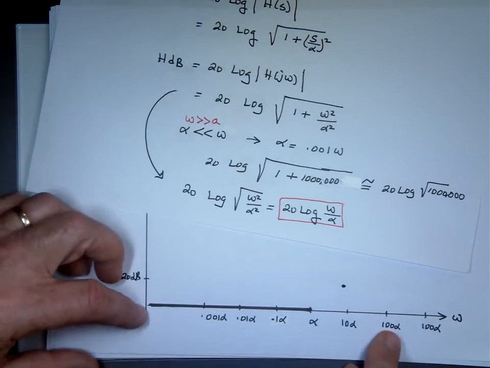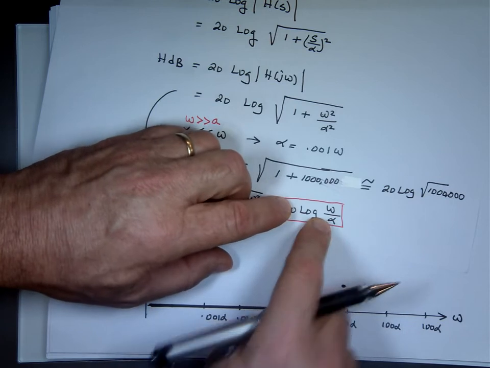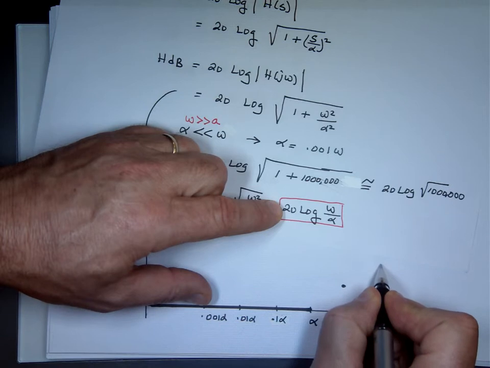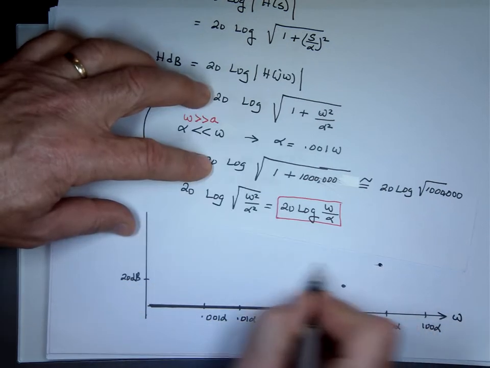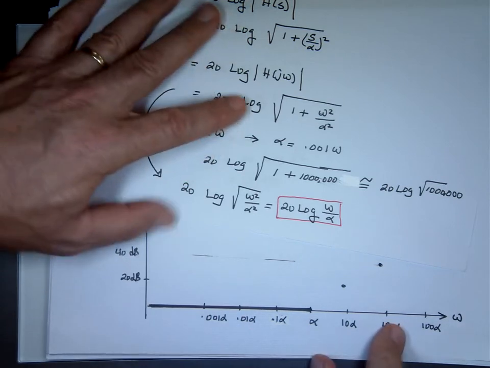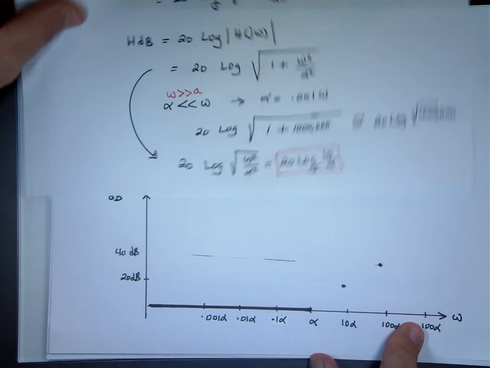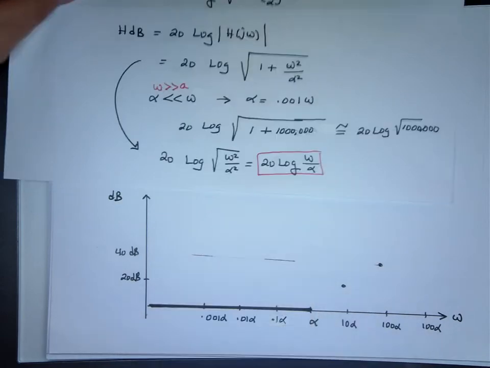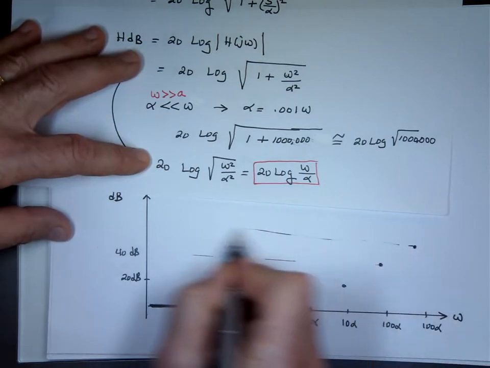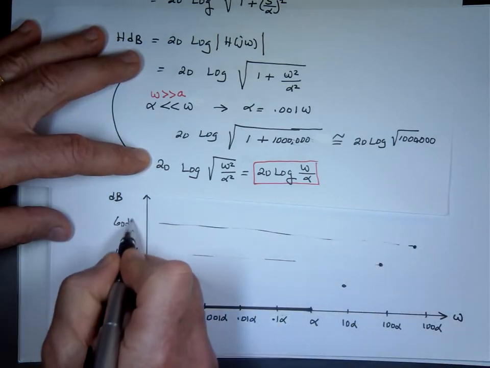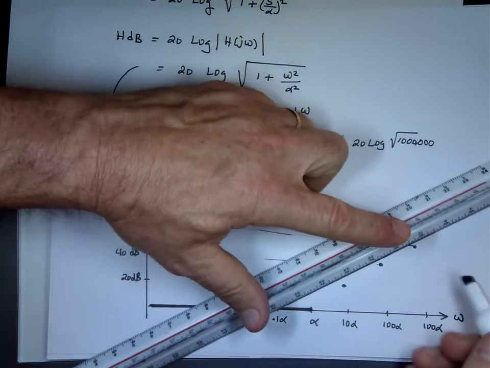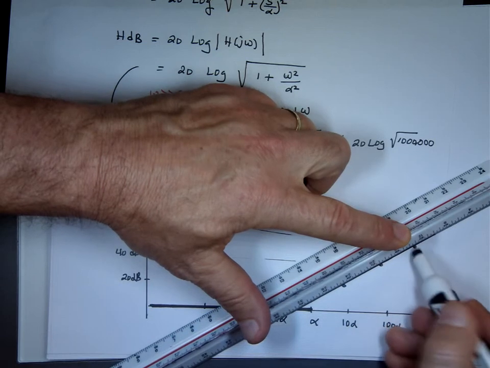When it's 100 alpha, this will be 100. What's log of 100? 2. 2 times 20, this will be a 40. Next one. When it's 1,000 there, that would be a log, would be 3 times 20, that's 60. So what you're going to notice, the graph looks like this. It's rising at the rate of what? 20 decibels for every factor of 10.